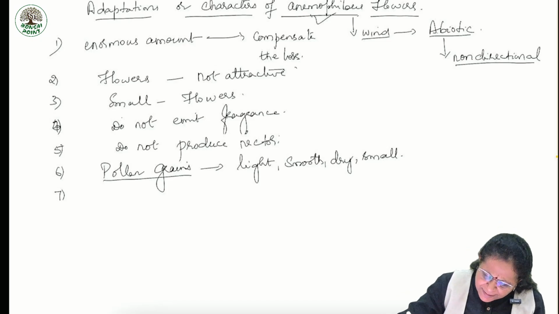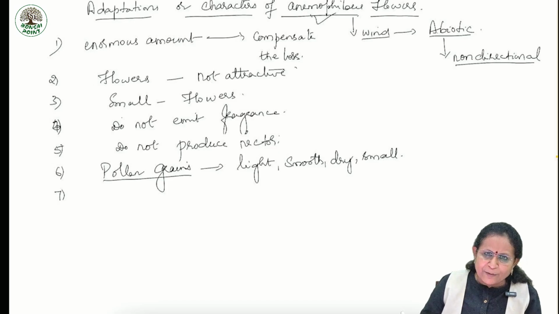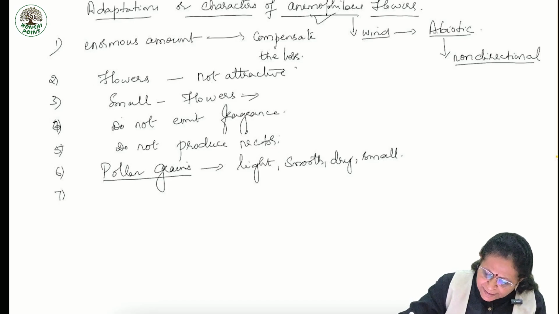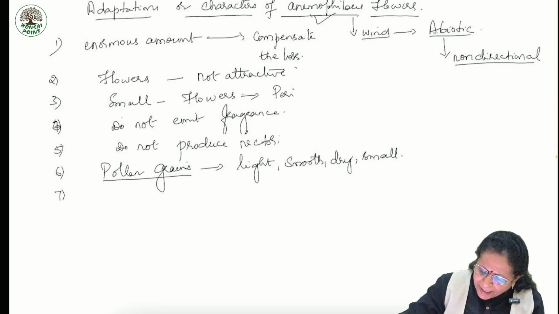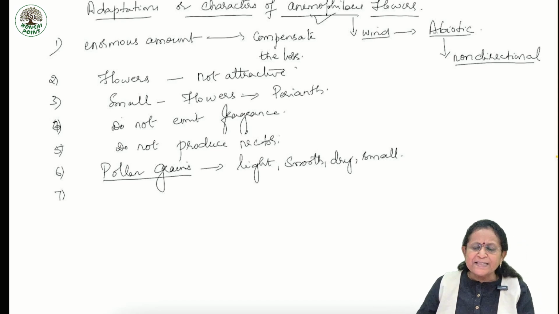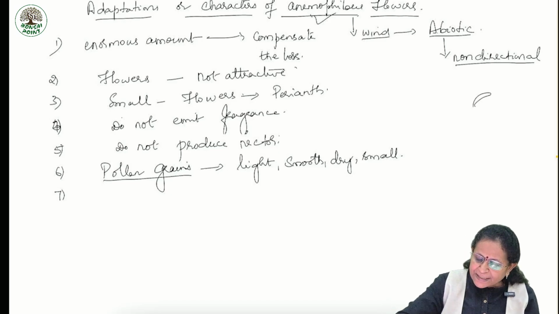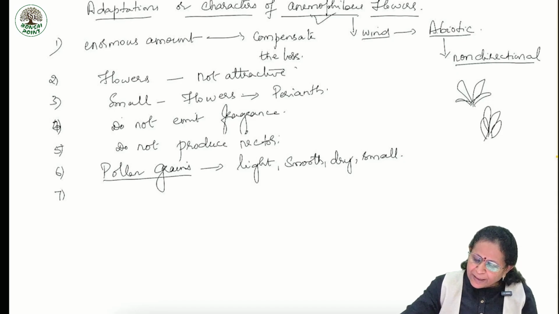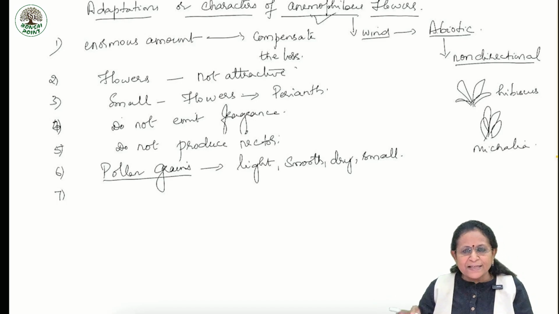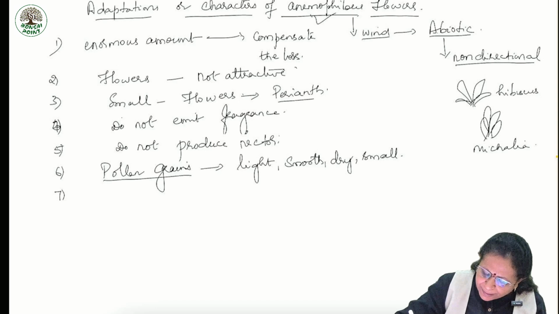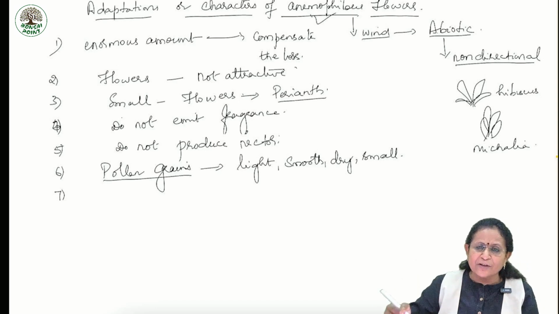Next, I told you flowers are small, non-attractive. These flowers have perianth. Perianth means calyx and corolla cannot be differentiated. In some plants, we see calyx and corolla that have been differentiated, for example hibiscus. But in some, we don't find them differentiated; calyx is the same as corolla. Here it is Michelia champaca. Calyx and corolla appear the same. Therefore, they are said to be perianth. Undifferentiated calyx and corolla is said to be perianth.